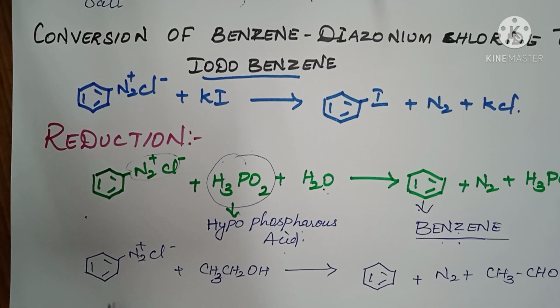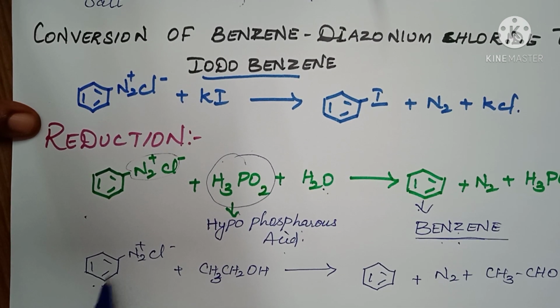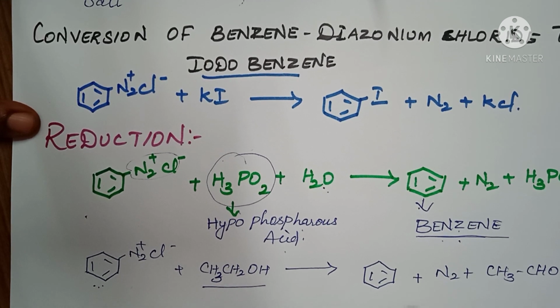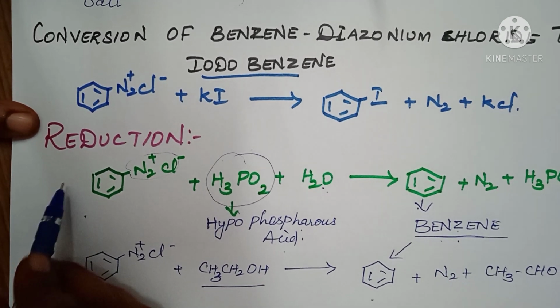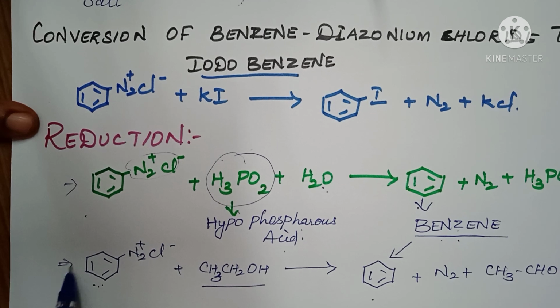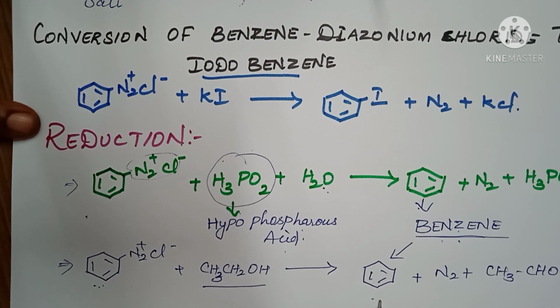Second point. See, this also diazonium chloride, benzene diazonium chloride mixed with ethyl alcohol. You are getting benzene, again benzene product. Okay, 2 points. Any one they may ask, or a direct question. Benzene we are getting through diazonium salts along with ethyl alcohol. That is the way they can also ask.